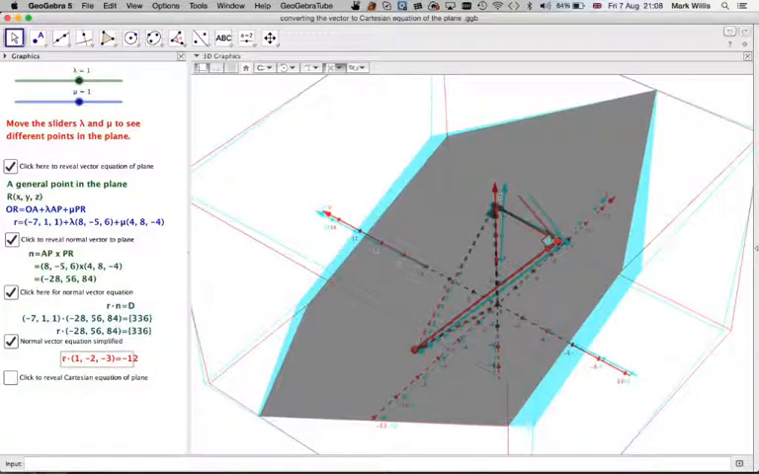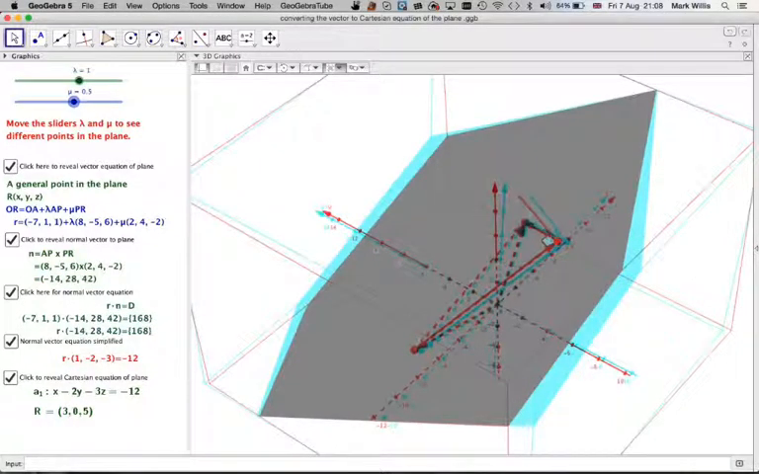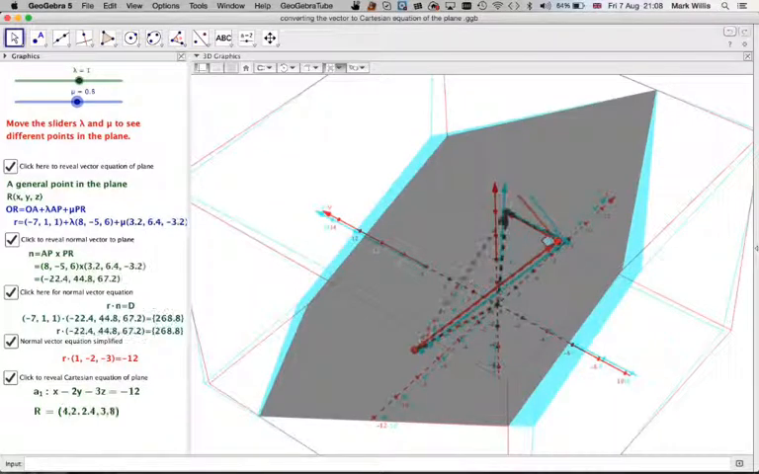1, minus 2, 3, minus 12, and then because R stands for X, Y, Z, then the Cartesian equation will be 1 times X minus 2 times Y minus 3 times Z is equal to minus 12. If we move it, it will still be the same in its simplest form, but we just get different values for the normal because it's going to change.